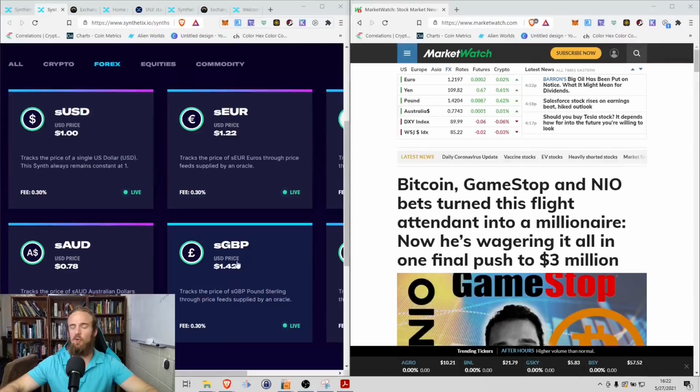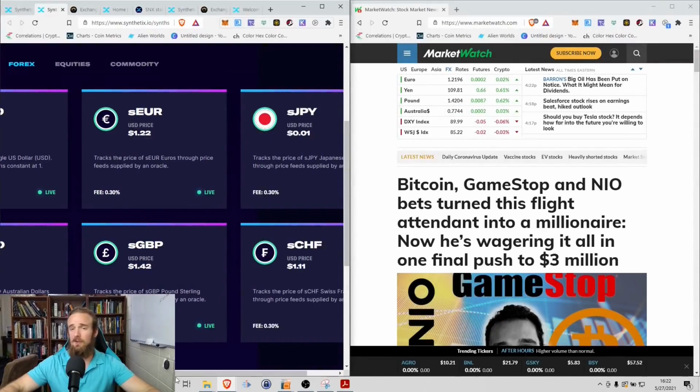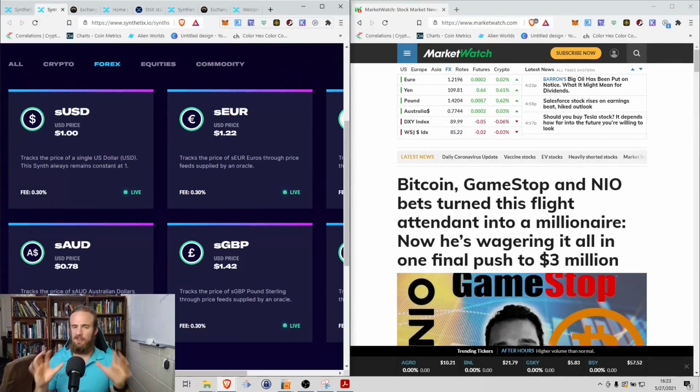So again, here the pound, 142 on Synthetix, 142 on MarketWatch. And then if we take a look at the euro, we're at 122 here, 121 over on MarketWatch. So obviously the key takeaway here is that it does a very, very good job of maintaining that peg. And yes, it's not the same thing, but for all intents and purposes, it is very, very close.